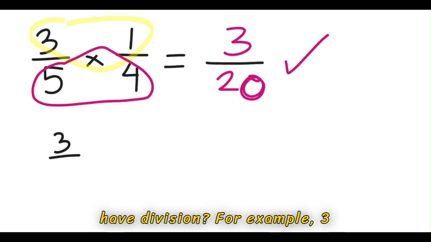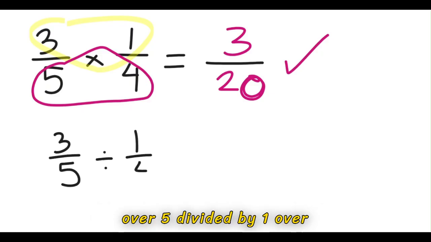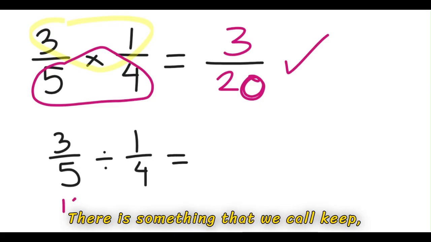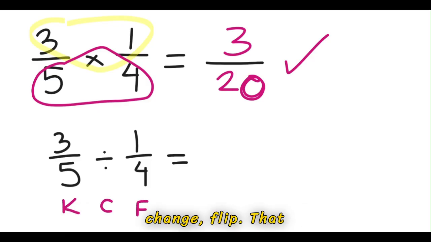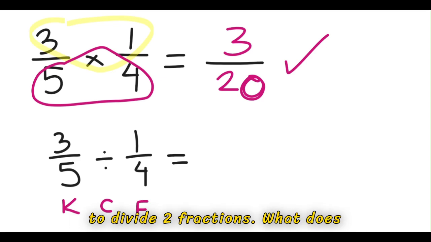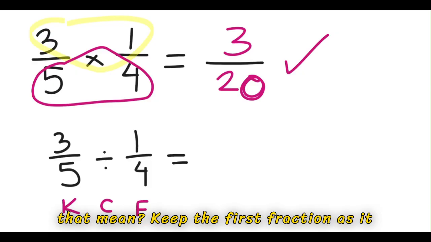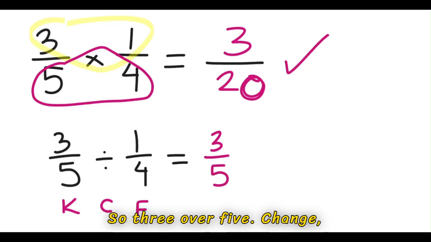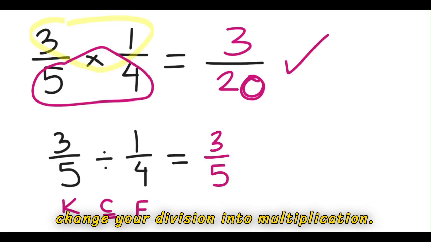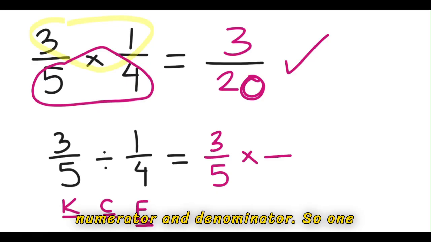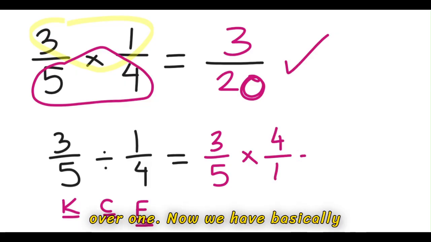For example, 3 over 5 divided by 1 over 4. Now for division, it doesn't work. There is something that we call keep, change, flip. That rule can be used whenever we have to divide two fractions. What does that mean? Keep the first fraction as it is. 3 over 5, keep it as it is. Change your division into multiplication. And finally, flip your numerator and denominator, so 1 over 4 will turn into 4 over 1.